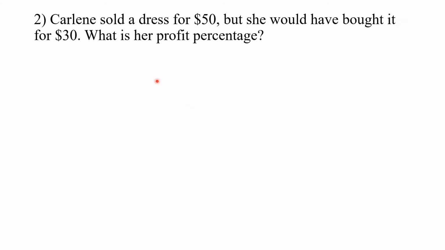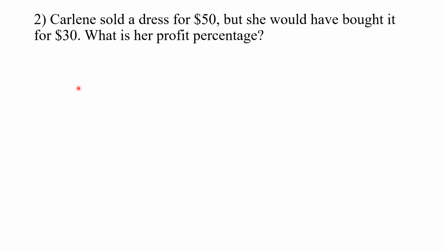Carlin sold a dress for $50. So she sold a dress for $50. But she would have bought it for $30. What is a profit percentage? Very nice. This is a nice question. I like this. So Carlin sold a dress.